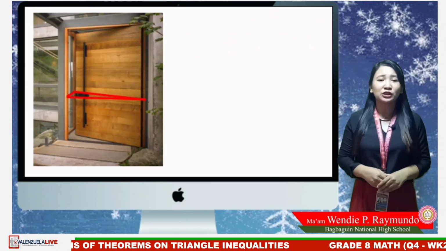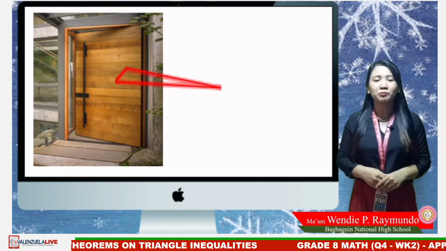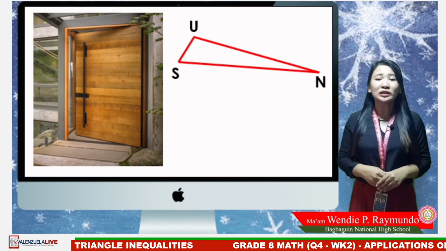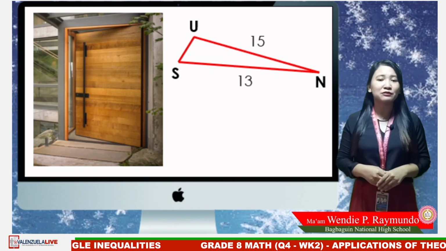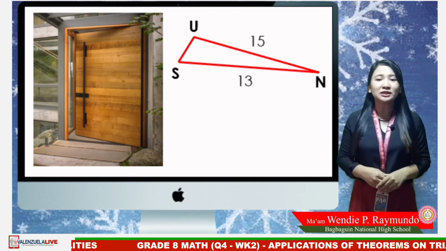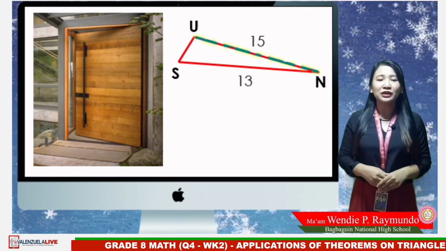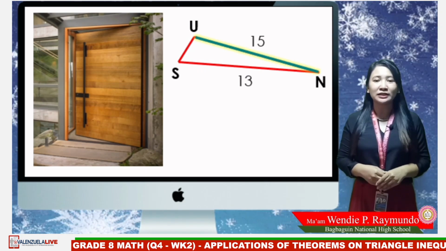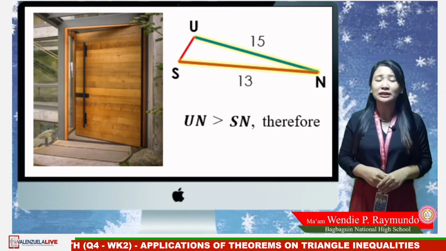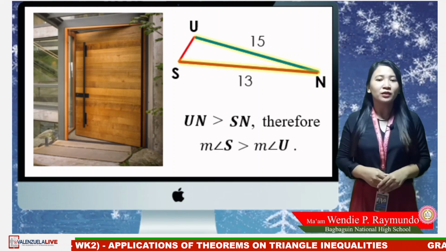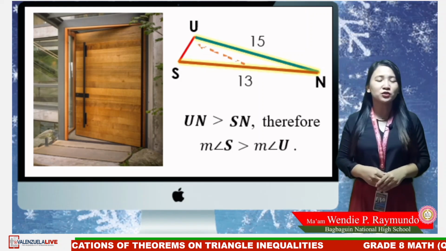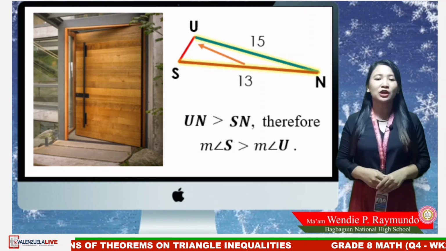Using the triangle formed from opening a door, we have triangle SUN, in which the length of side UN is 15 and side SN is 13. Based on the length of the sides, 15 is greater than 13, or side UN is greater than side SN. Therefore, the measure of angle S, which is opposite the larger side, is greater than the measure of angle U, opposite the smaller side.